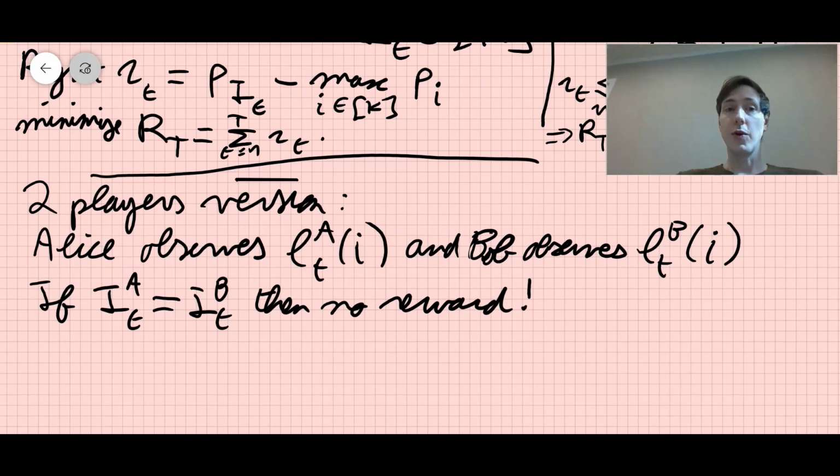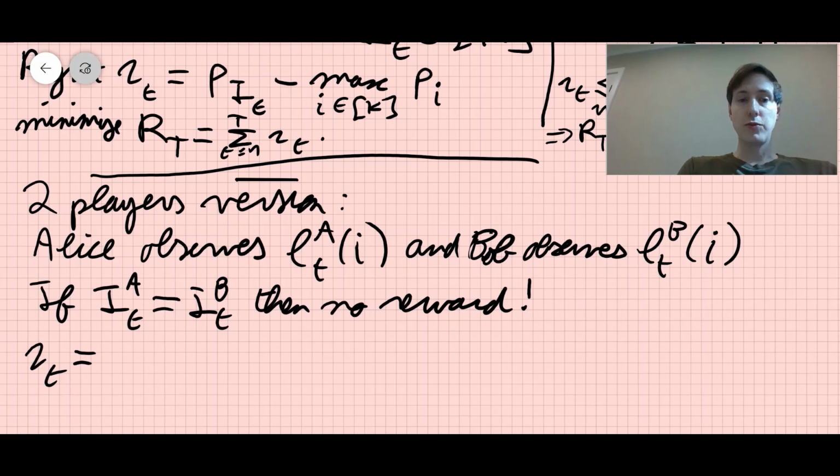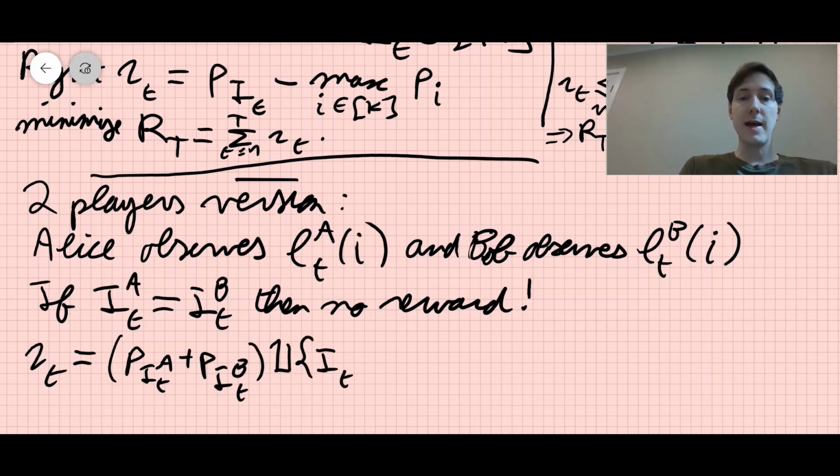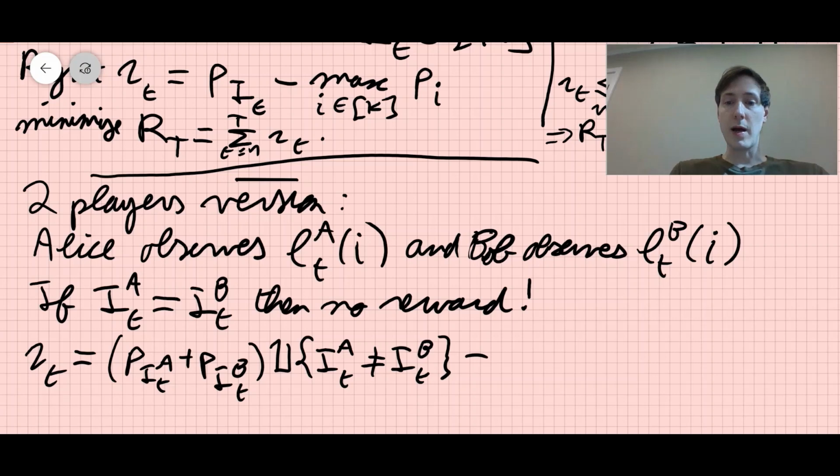Okay, so in other words, your regret in this case, little RT, just to clarify, is defined as PITA plus PITB, the sum of the mean reward for the two actions selected, times the indicator that ITA is distinct from ITB. And you compare this to the max over I not equal to J of PI plus PJ.